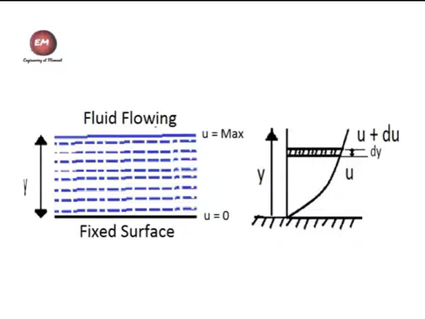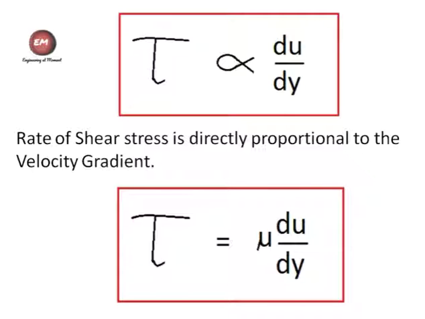As one layer of fluid is offering resistance to another layer of fluid, and that resistance is tangential, a shear stress will be developed between the two adjacent layers of fluid, and that shear stress will keep on changing as we move from the fixed surface to the fluid surface. The shear stress will be directly proportional to the velocity gradient, that is du by dy. So tau is directly proportional to du by dy.